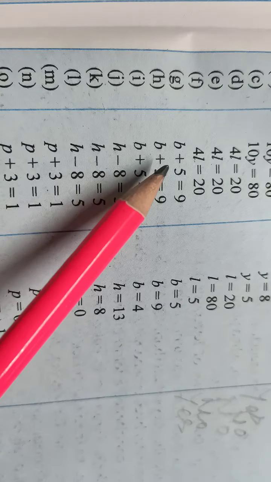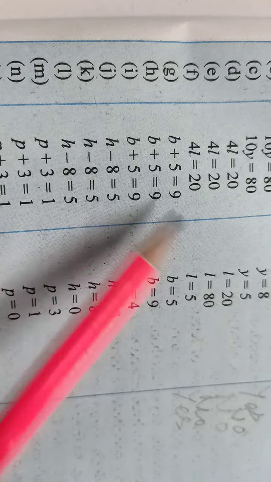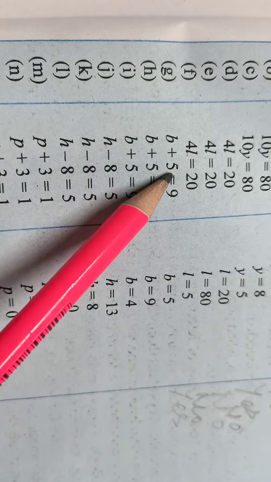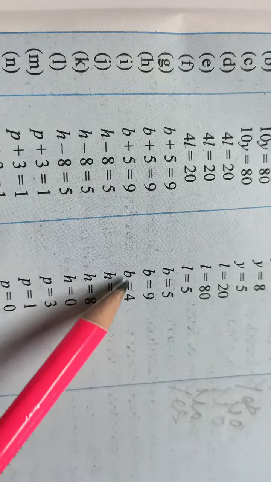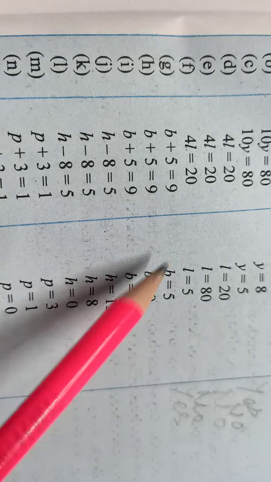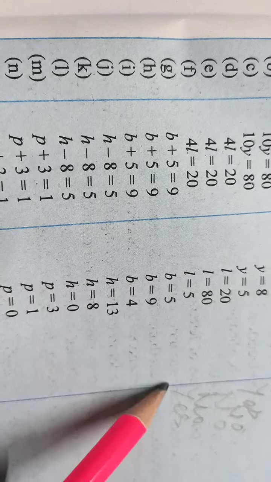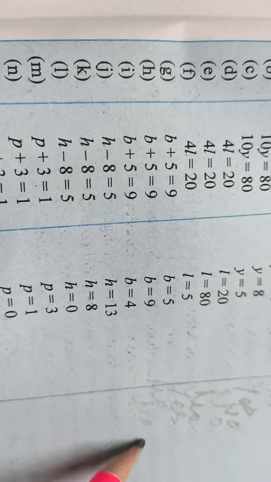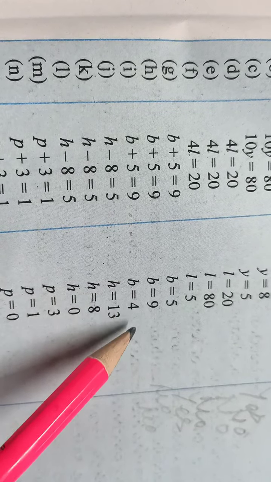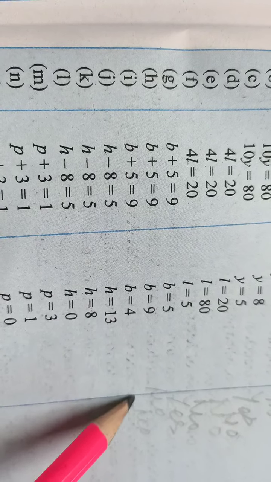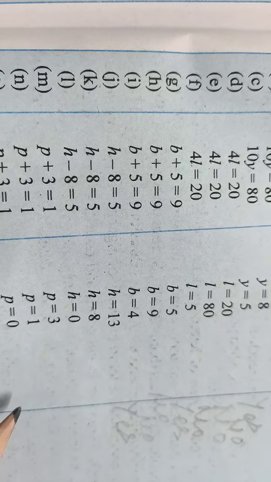Same way for the next question, b plus 5 is equal to 9. If you keep b is equal to 5, so 5 plus 5 is 10, which is not equal to 9. If you keep b is equal to 9, so 9 plus 5 is 14, which is not equal to 9. So for both the conditions, the value is not satisfied. For b is equal to 4, so 4 plus 5 is equal to 9. So yes, for b is equal to 4, the condition is satisfied.